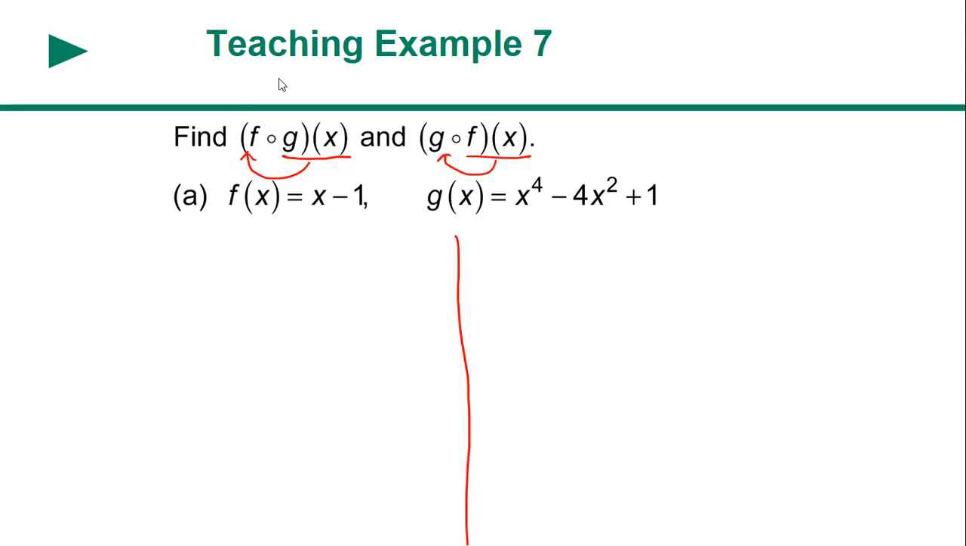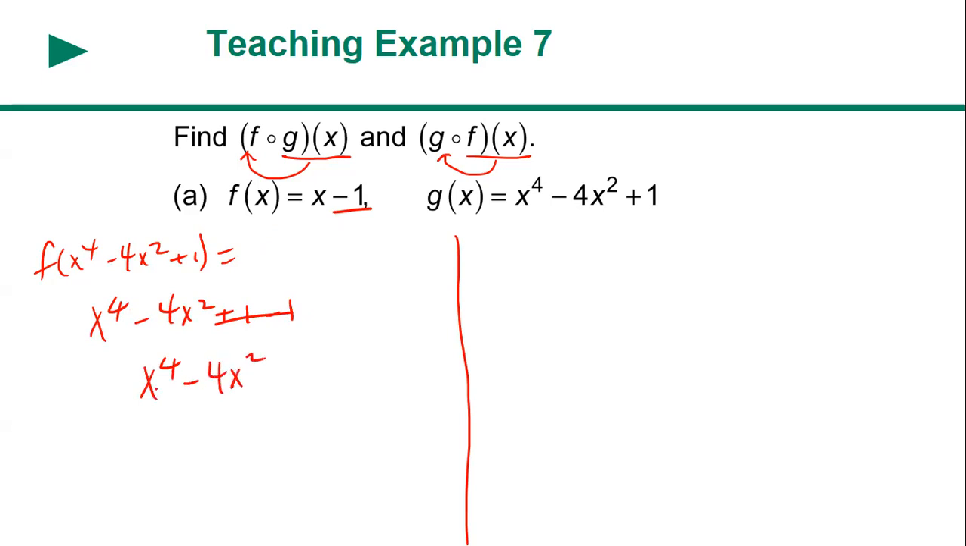All right, here we go. So on the first one, when you plug g of x into f, that's f composed of x to the 4th minus 4x squared plus 1. That wasn't too bad, was it? No, because I'm just substituting it in here. So we get x to the 4th minus 4x squared plus 1 minus 1. Combine like terms, and what happens here? So you got x to the 4th minus 4x squared. That was the first one.